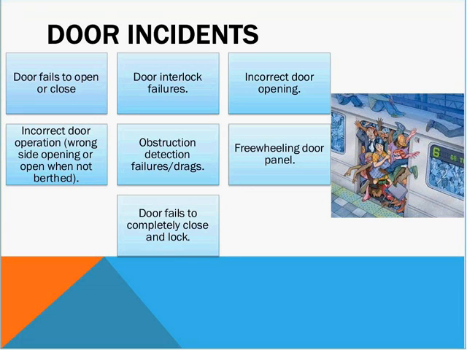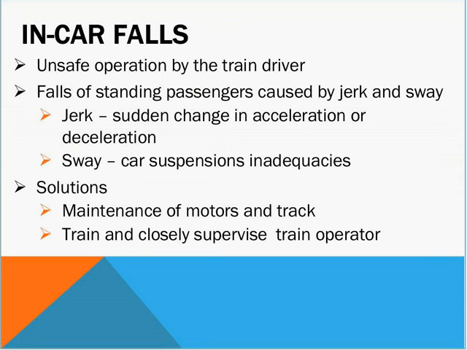The National Academy of Science Transportation Research Board has an ongoing program in this area where various transportation properties provide information on their door problems, which is shared with other transportation properties, but not with the general public. A summary of this study can be found on the site of the Transportation Research Board.